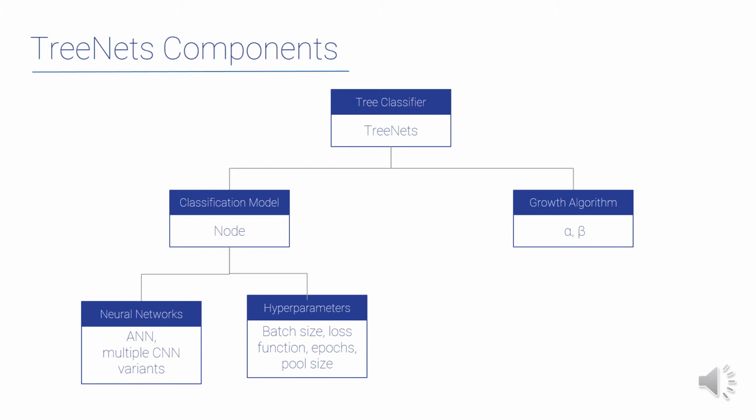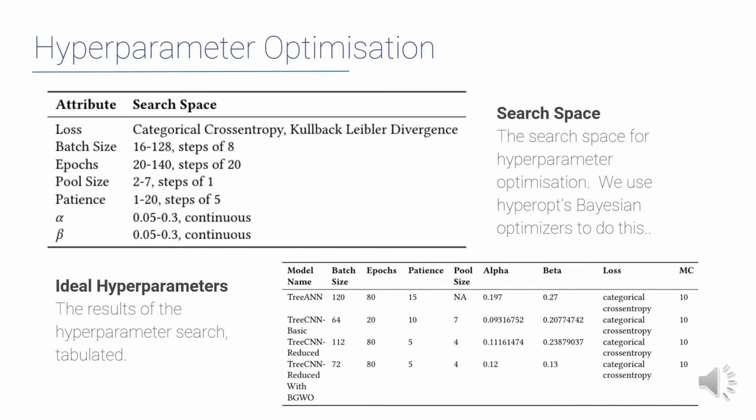We have used tree ANNs and multiple CNN variants in this model as ablation models, and the models have different hyperparameters. The hyperparameter subspace is depicted in this slide, and we have tried to find the optimal set of hyperparameters using Hyperopt's Bayesian optimizers. The ideal hyperparameters obtained thereof have also been attached in this slide.